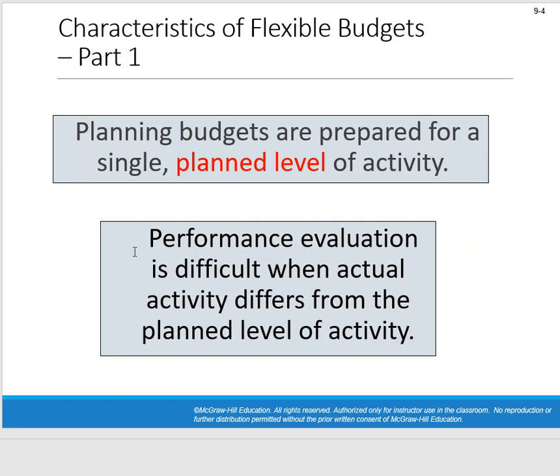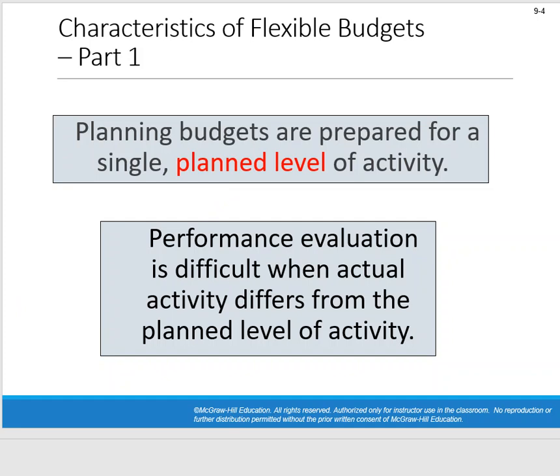Here's the problem though. Performance evaluation can be difficult when our actual activity differs from the planned level of activity. So maybe we didn't do $1 million in sales. Maybe we made it to $1.2 million in sales. So we exceeded our planned level of activity. That's great news, right? But what's that going to do to our expenses? Won't our expenses then be over budget? At least some of them probably should be. So how will we evaluate that? How do we know if we're doing well or not?